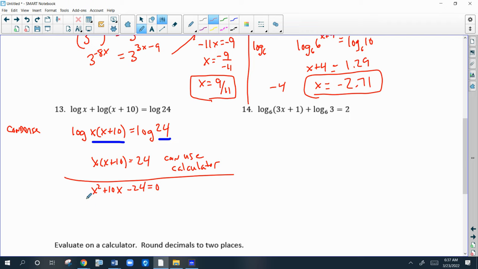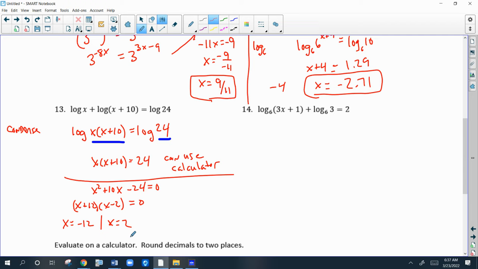So we have to factor this. Factors of negative 24 that add up to 10 are positive 12 and negative 2. So we know x equals negative 12, x equals 2.